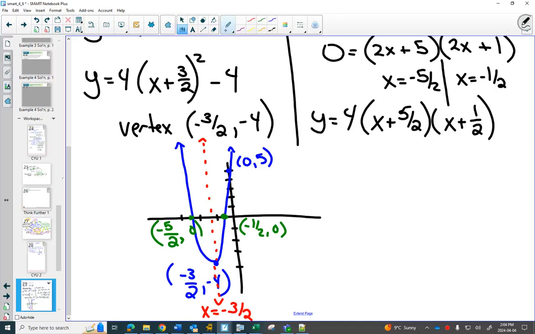All right, questions for practice? Circles 6 and 7.